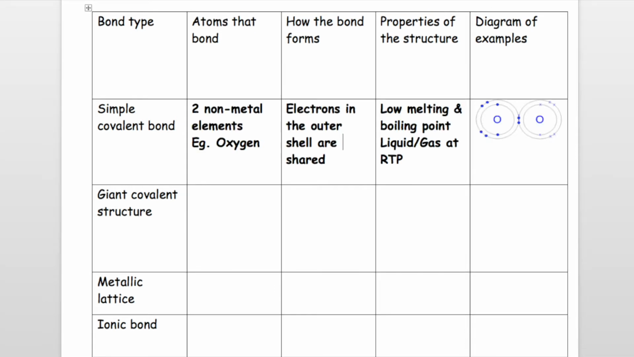For a simple covalent bond to form, 2 non-metal atoms are used. For example, the oxygen you can see. In order for this bond to form, electrons in the outer shell are shared. They do this in order to form full outer shells for both atoms. This is why you can see a double bond on the example we've given you.